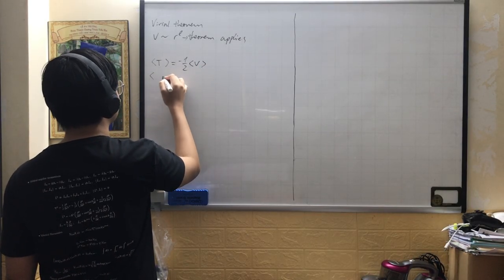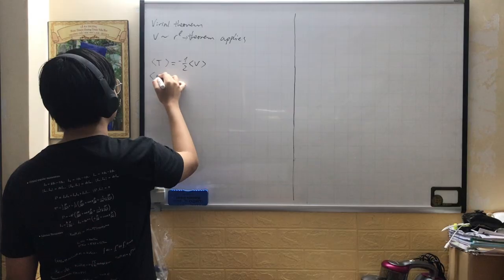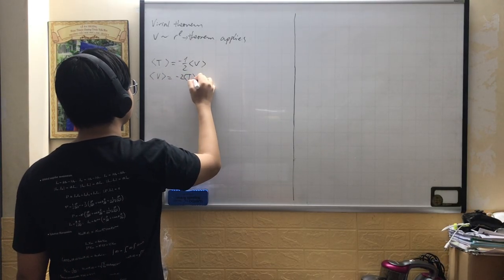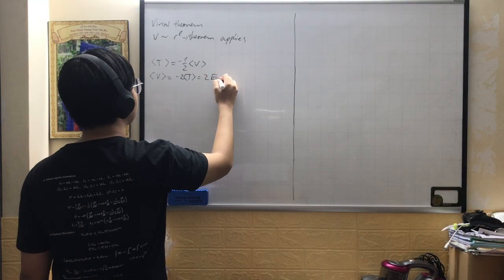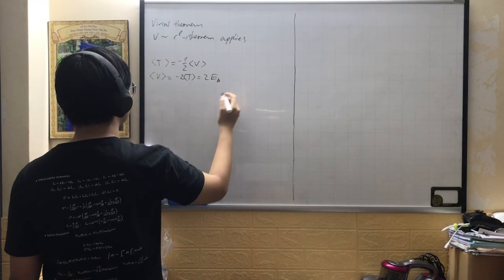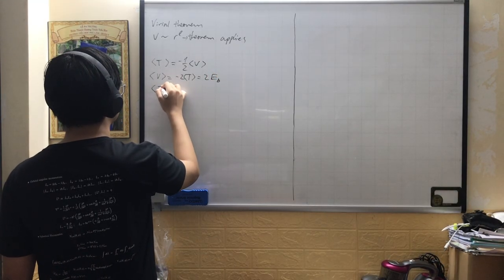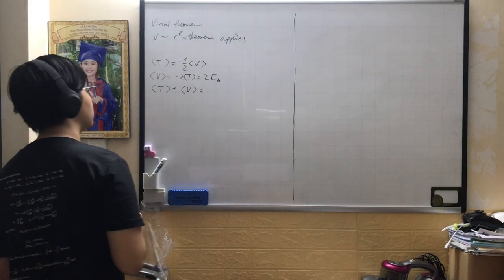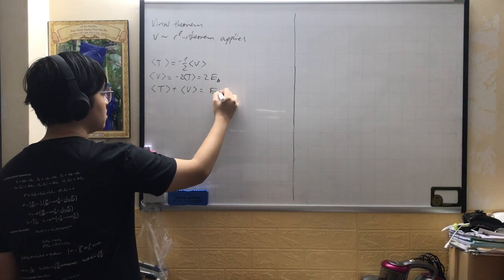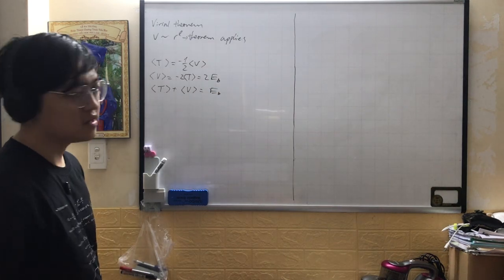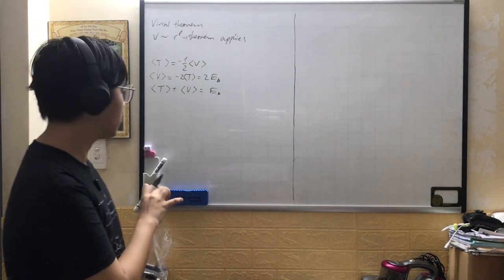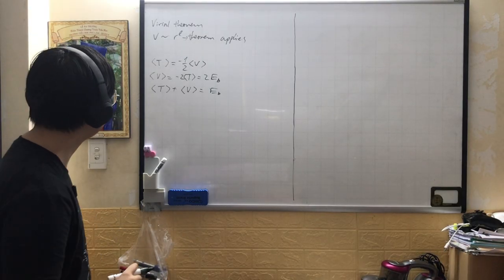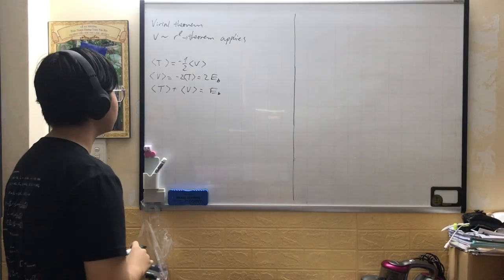Another form is that V is equal to minus 2T, equal to 2 times the bound state energy. One more is T plus V equal to E_B. And I think that's it. These are the three common forms of the virial theorem that you'll be seeing.